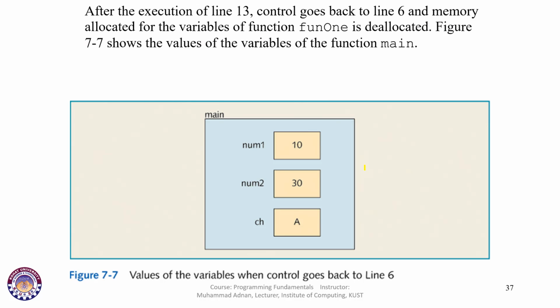After the execution of line number 13, control goes back to line number 6 and memory allocated for the variables of function 1 is deallocated. Figure number 7.7 shows the values of the variables for the function main. So function 1 variables are deallocated, but the main function values are still retained. So num1 has 10, num2 has 30, and ch has 'a'.